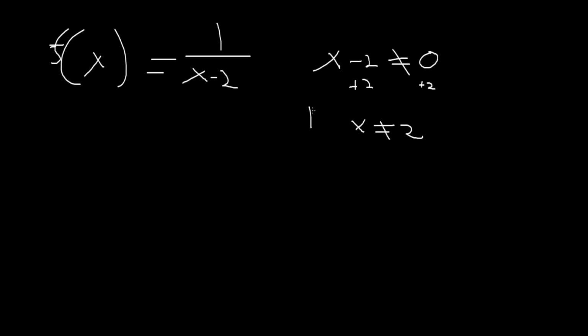So for our domain, x is any number as long as x is not 2. If we were to write that in interval notation, that means any negative number is fine, but we can't use 2. And then also we would say 2 to positive infinity is how we do it.